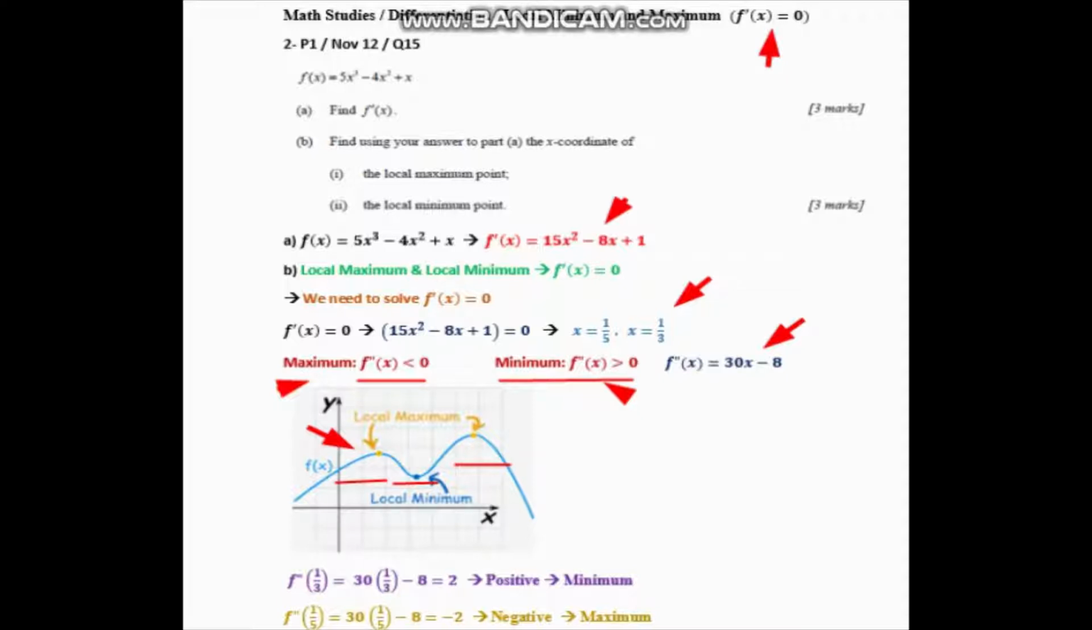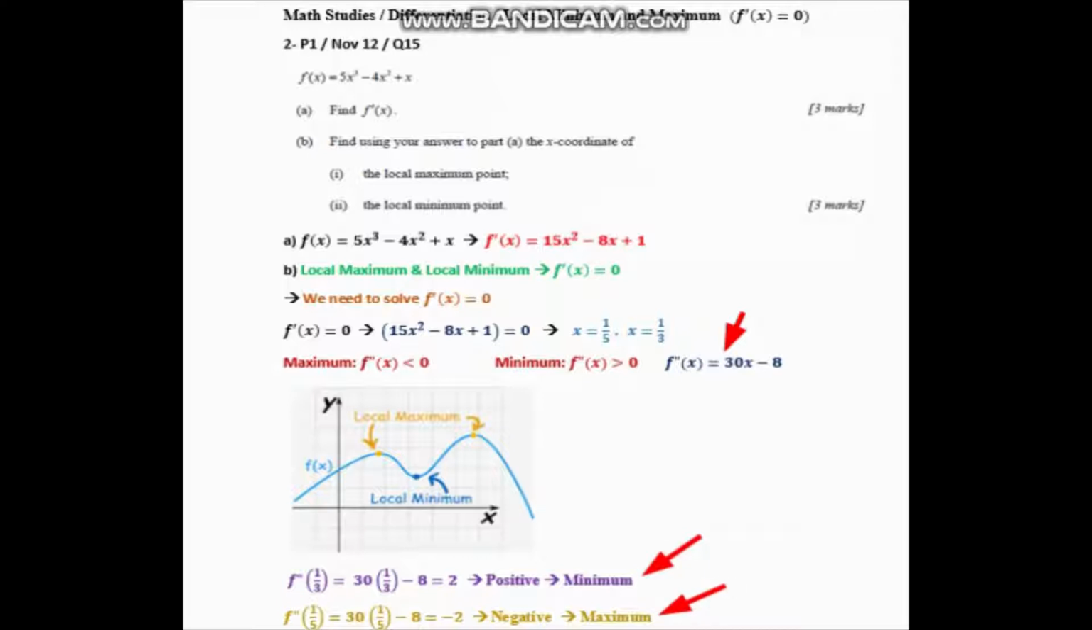So what do I mean by that? I mean that I shall plug in 1 over 5 and 1 over 3 into the expression of f double dash of x. So I'm going to test f double dash of 1 over 3 and f double dash of 1 over 5. So f double dash of 1 over 3 was evaluated to give me 2. Again, I just plugged 1 over 3 into this equation right there. And I got a positive value. Hence, 1 over 3 is the x-coordinate of the minimum point, whereas 1 over 5 gave me a negative value, hence this is the x-coordinate of the maximum point.